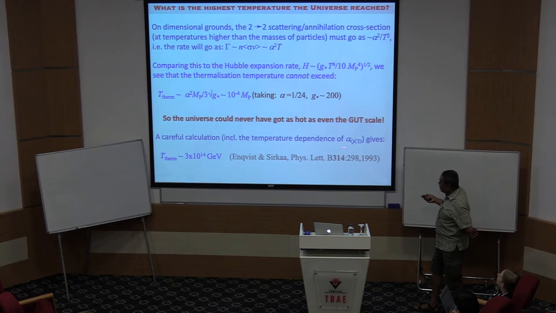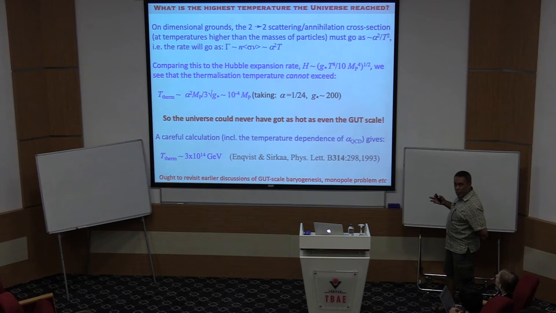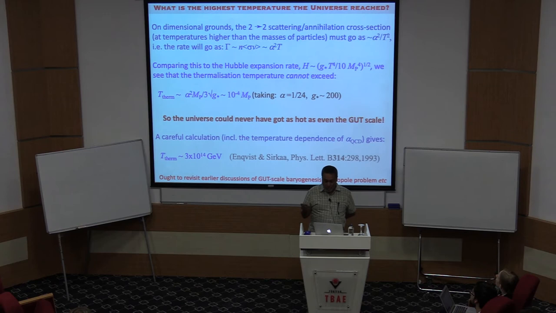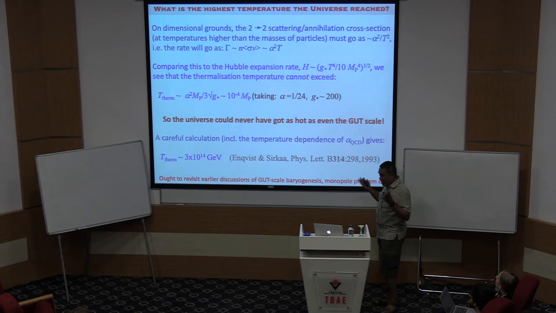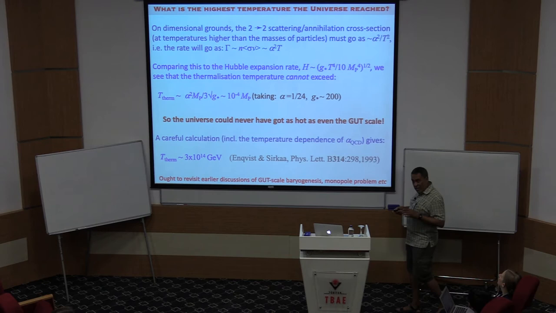And in fact, it was done quite some time ago, and the precise answer is 3 times 10 to the 14 GeV. So you really have to revisit all these discussions of GUT scale baryogenesis. And then there is this Kibble mechanism for topological defect production, monopole production, which says that at some time there was a temperature at the energy scales where topological defects were formed through some symmetry breaking, and you create one defect per horizon. That is implicitly assuming that there was an equilibrium state before the symmetry breaking occurred.